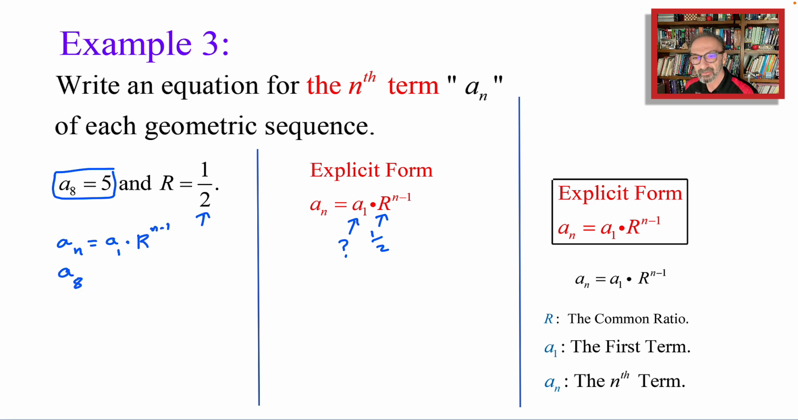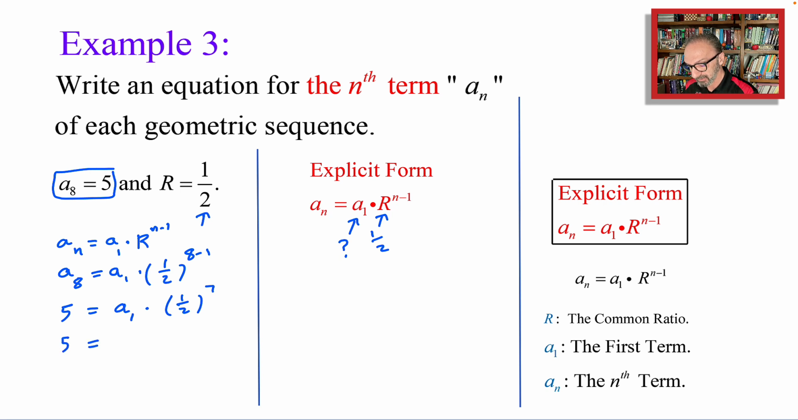When n is 8, a sub 1, we don't know it, so let's just leave it as a sub 1 times R, which is half, the common ratio, to the power n minus 1. In this case, it's 8 minus 1. So I could replace a sub 8 with 5, a sub 1 still there, unknown, times half to the power 8 minus 1, that is 7.